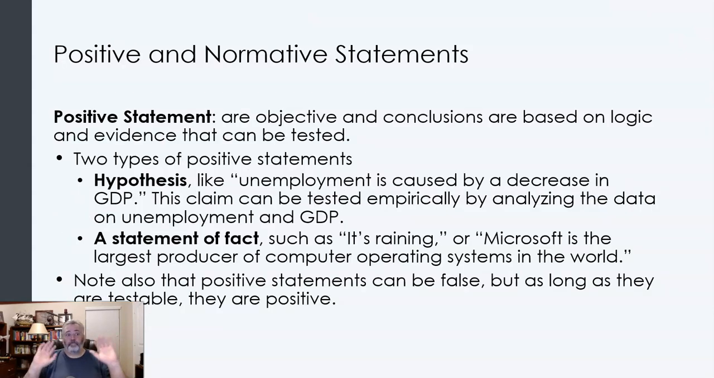All right. One of the last little things we have in this chapter is this idea of positive and normative economic analysis statements. All right? So positive statements are objective, factual. They are conclusions that are based in logic and evidence, and I can prove it to you. All right? Two types of positive statements. A hypothesis. Unemployment is caused by a decrease in GDP. I can test this empirically by analyzing the data on unemployment and GDP. When GDP falls, unemployment rises.